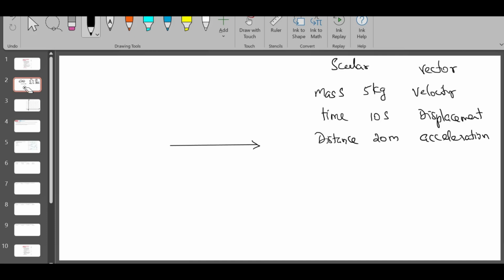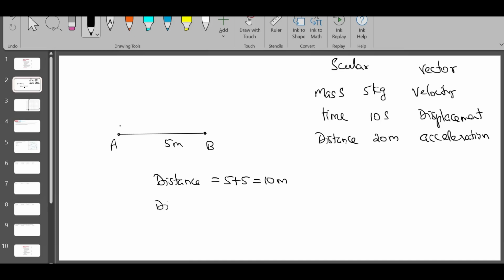So now let's say a student starts to walk from point A to point B, 5 meter. And then she comes back to point A. The total distance she traveled is 5 plus 5 is 10 meter. But the displacement, she is at the same place where she started now. So the displacement is 0. Because this is positive 5, this is negative 5. So when you add, the displacement is 0.